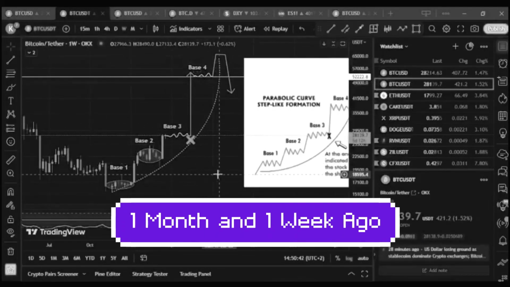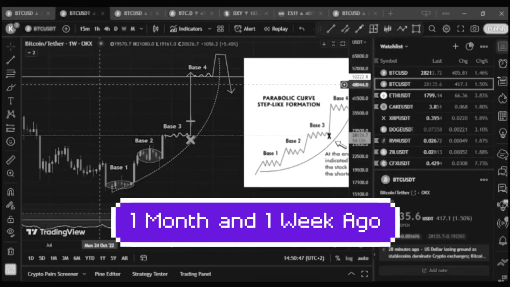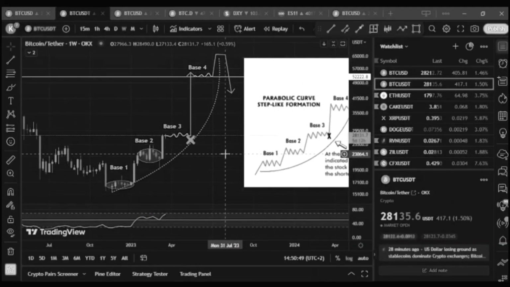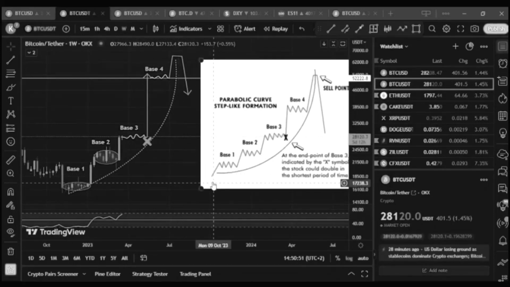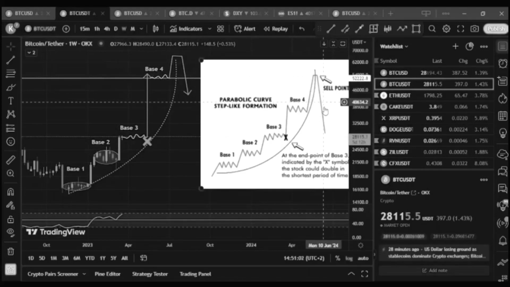Another interesting thing on the weekly this time, look at this, guys. This is the parabolic curve step-like formation. The parabolic curve step-like formation is when we start creating bases and then push, and then we create another base and then push, a third base and then push, a fourth base and then push, and then we lose this support, this parabolic trend.